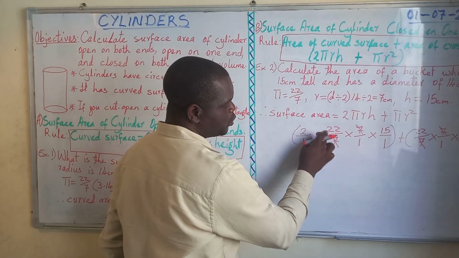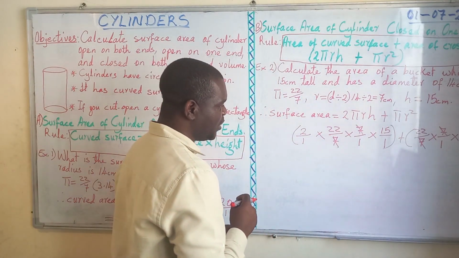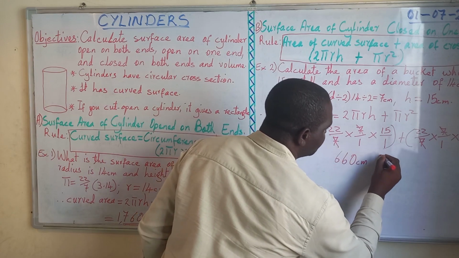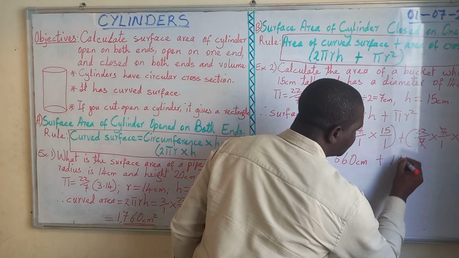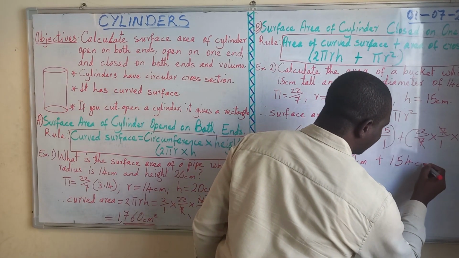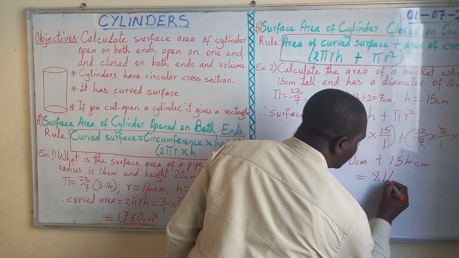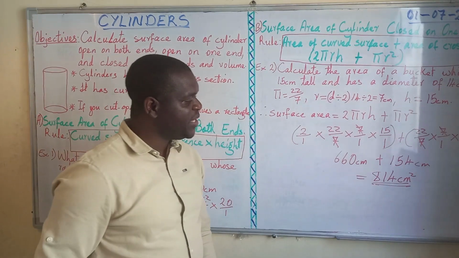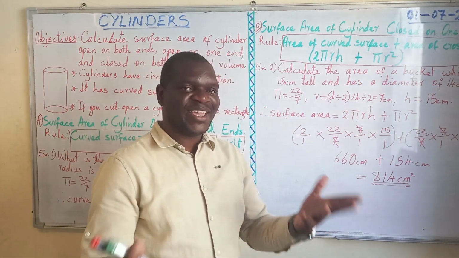2 times 22 is 44, and 44 times 15 will give us a total of 660 centimeters, plus 22 times 7 will give us 154. 154 plus 660 will give us a total of 814 centimeters square. This will be the area of a cylinder closed on one end, that is a bucket, as in this case.